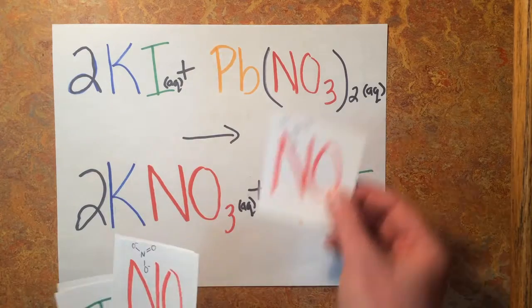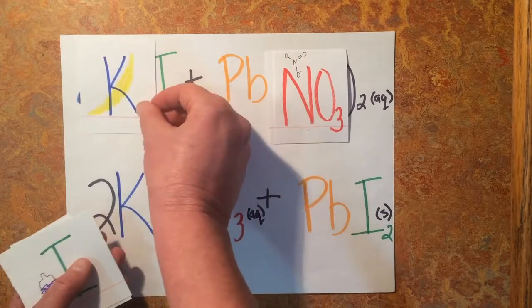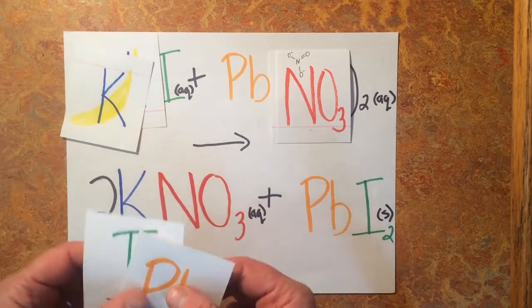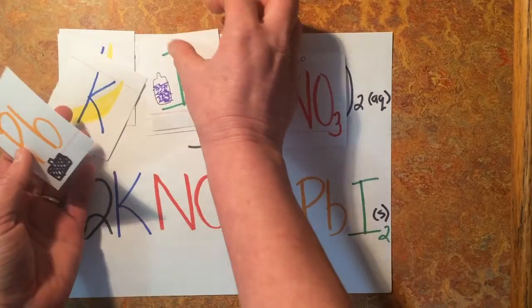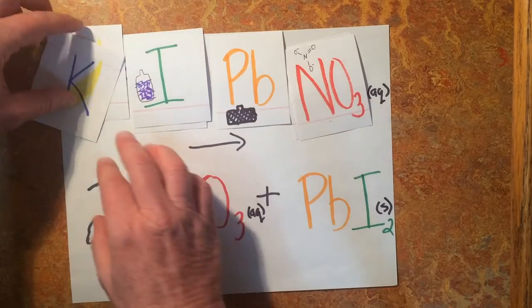We'll set up two nitrates here. We'll put two potassiums here and two iodides and a lead ion. We only have one lead.